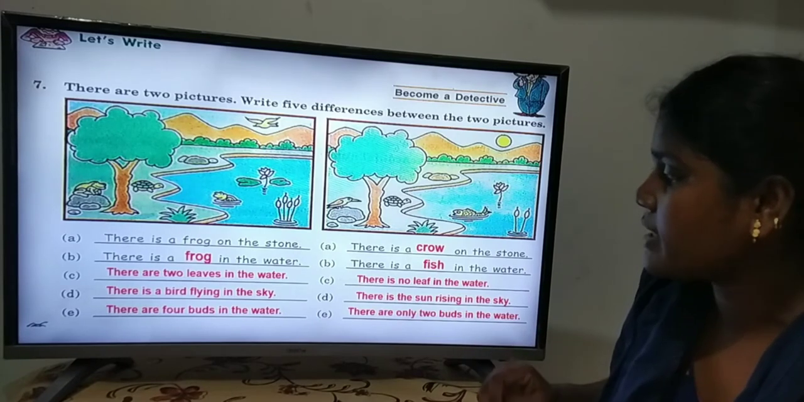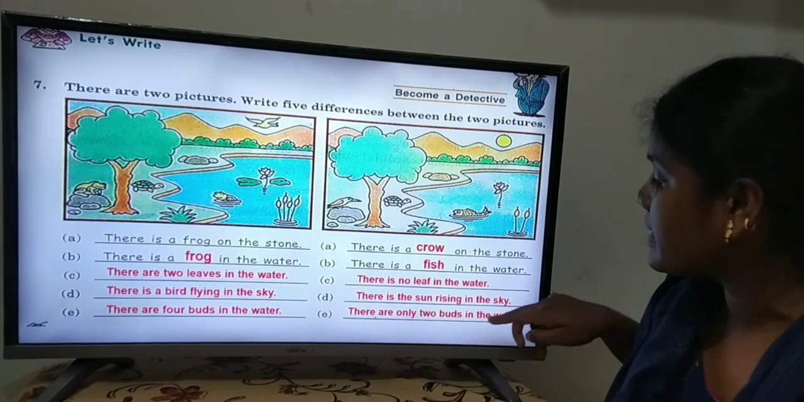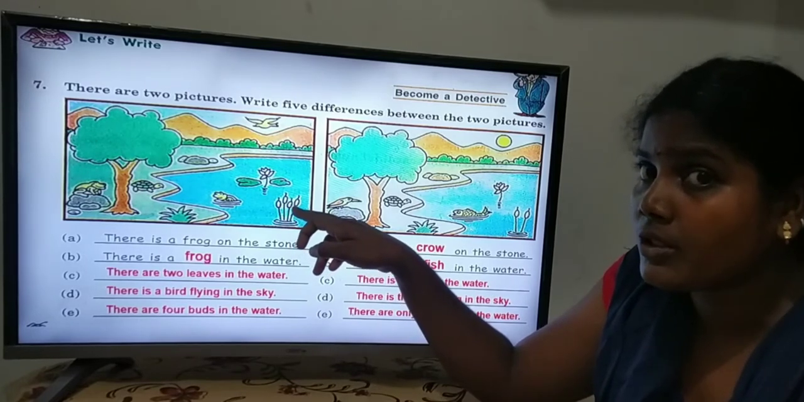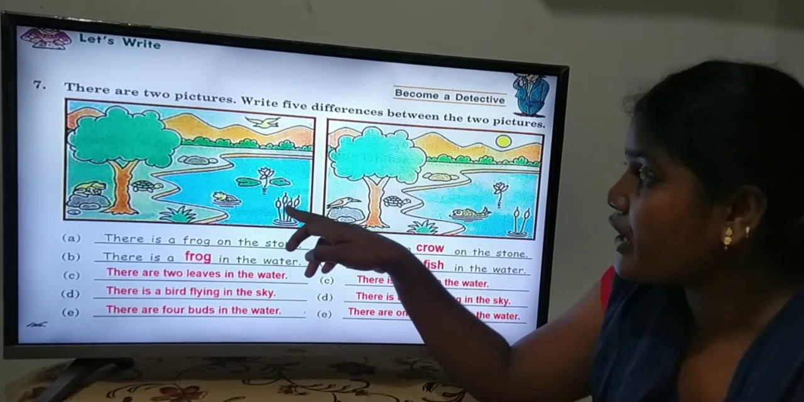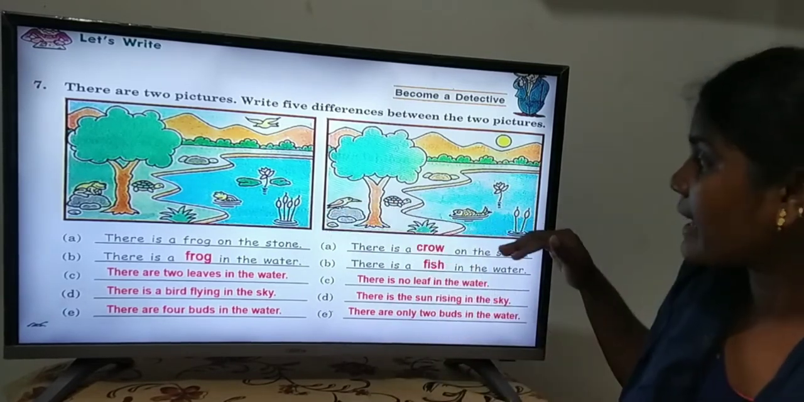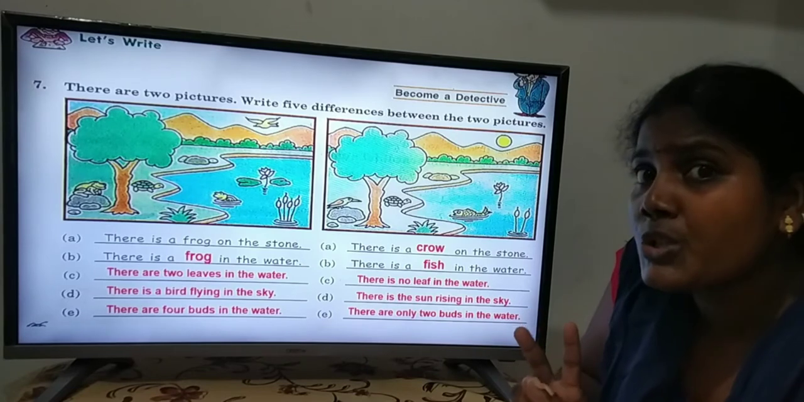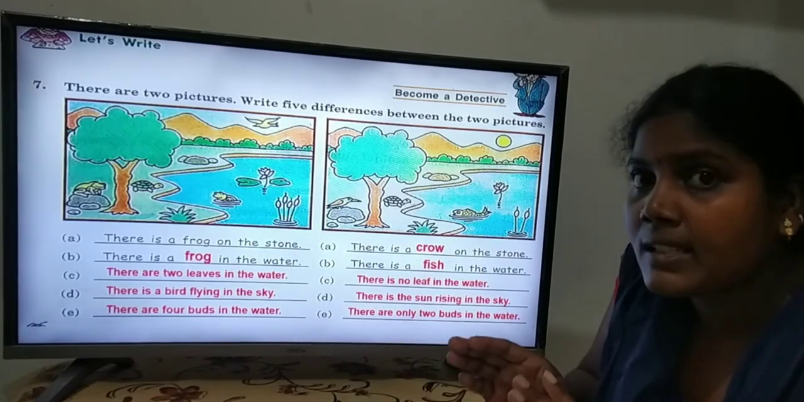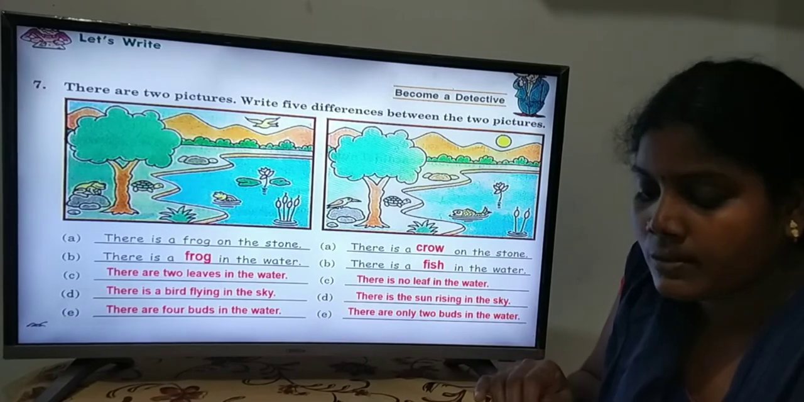And at last, there are only 2 birds in the water. Yes, my dear children. Here in the first picture there are 4 birds. 1, 2, 3, 4. There are 4 birds in the water, but in the second picture there are 2 birds in the water. These are the 5 differences between the 2 pictures.